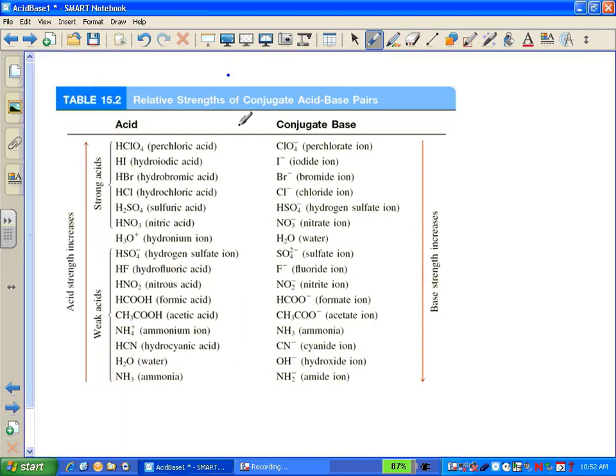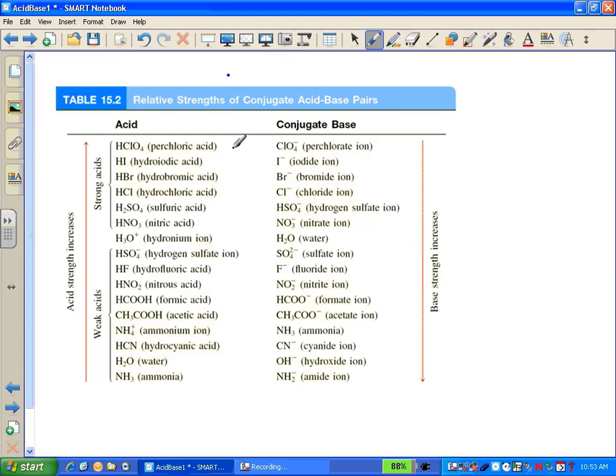This table here shows you the relative strength of the acids and bases. So our strong acids are up here, okay, and as we move away, something like ammonia is a very weak acid. So it's very unlikely to donate a proton. What we've got on the opposite side are the conjugate bases. So this is the perchloric acid, and this is the perchlorate ion, and these are related, connected by one proton. So this is the acid and this is the conjugate base.